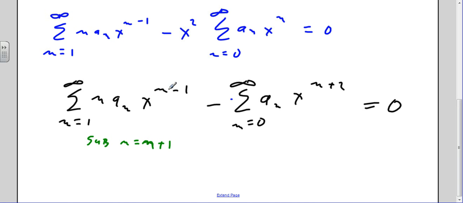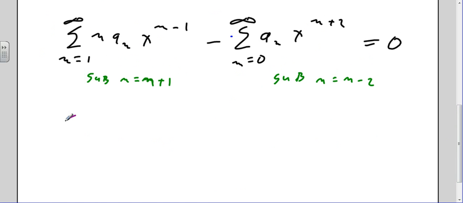That'll give us an x to the n term. And then we'll do a substitution of n is equal to n minus 1 in the second summation, so I get an x to the n there. So that's my plan.